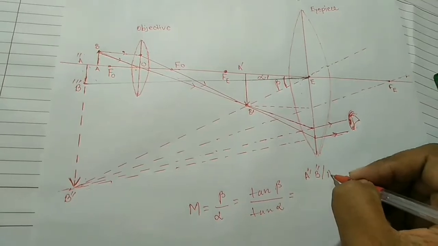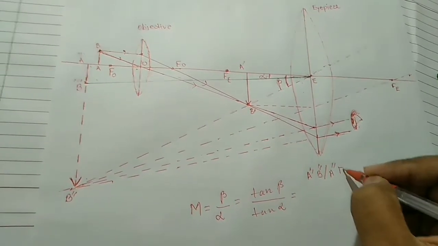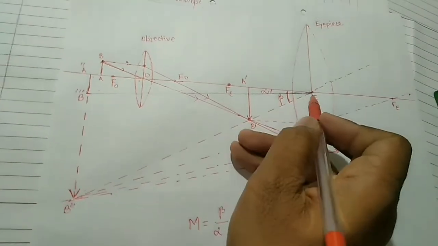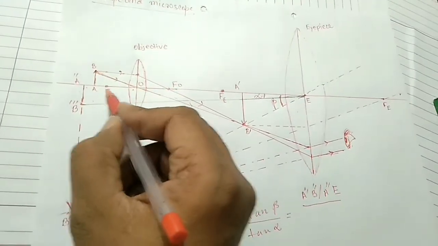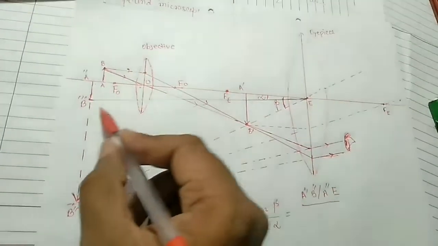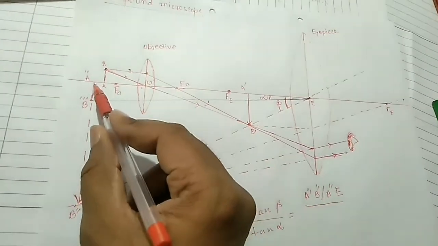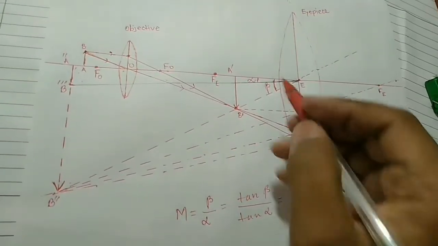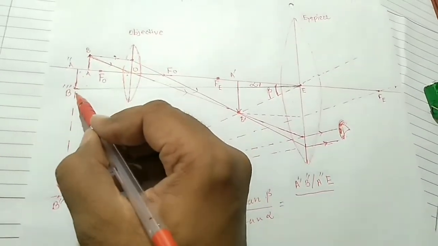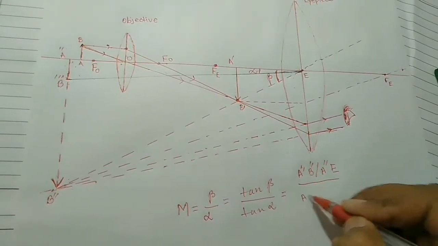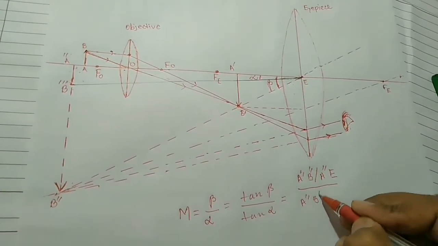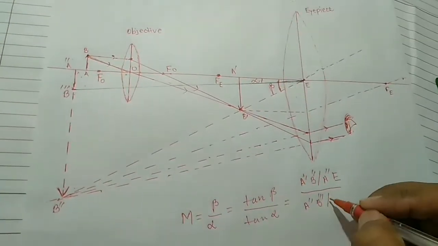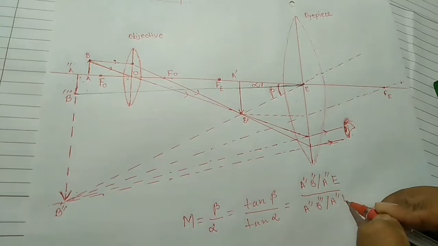From here to here, A double dash, E, see again, A double dash, E, okay? Now divide by tan alpha. Suppose this line would be here, so what we will say, AB upon AE, but I'm changing here, just turning in this direction. So this will be A double dash B triple dash upon A double dash E. See here again, for tan alpha, A double dash B triple dash divided by A double dash E.